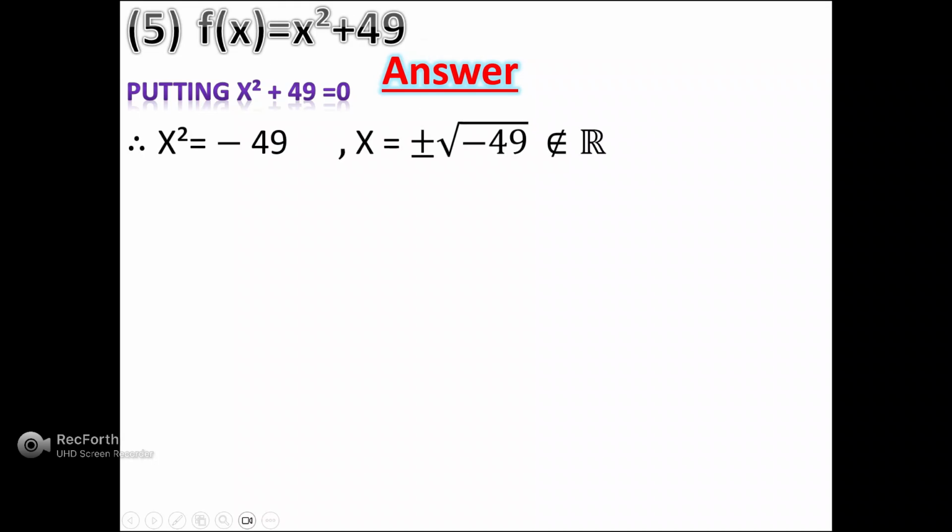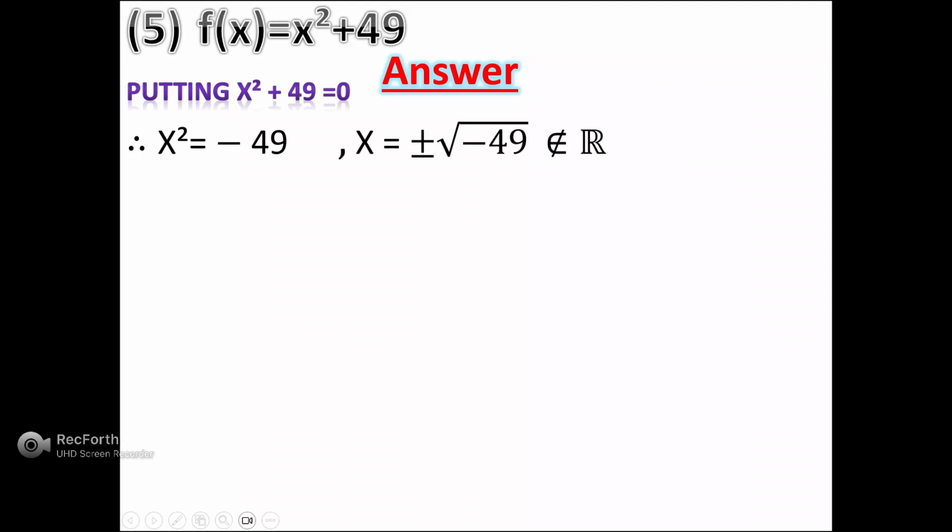Another example, if f of x equal x squared plus 49. First, make your function equal 0, second, find the value of x, third, check if the value of x belongs to real numbers or not. First, put your function equal 0 like this. Second, we can solve it in many ways, like equation and completing the square and so on. Now we want to find the value of x.